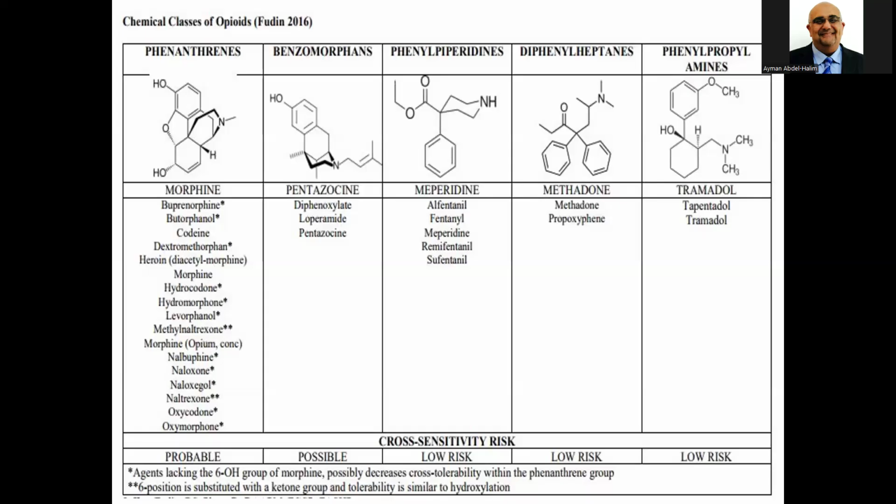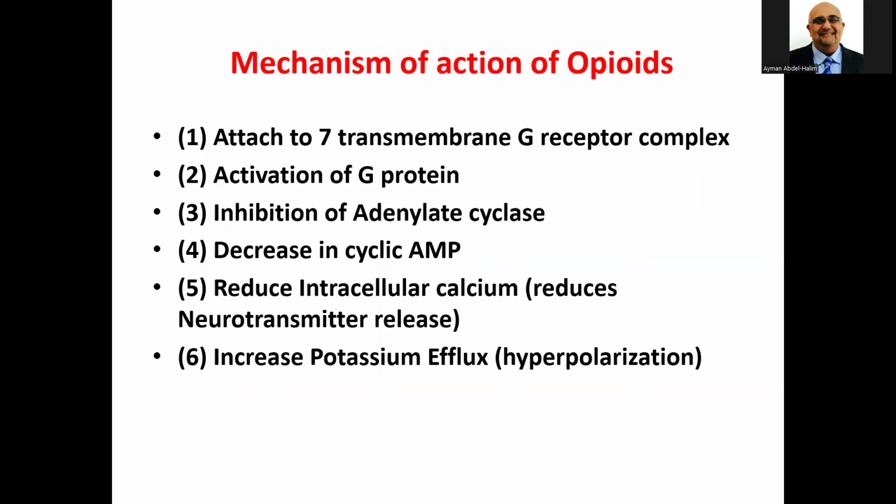And then we have the famous drug tramadol, and the cousin of tramadol is tapentadol. These are dual-action drugs that work by inhibiting the reuptake of catecholamines in the brainstem, and they are also mu agonists. The mechanism of action of opioids is one of the undertaught areas in pain medicine. Opioids work by attaching to a 7-transmembrane G protein-coupled receptor, which activates a G protein and inhibits adenylate cyclase, and this leads to a reduction in cyclic AMP. This will reduce intracellular calcium and reduce neurotransmitter release. Besides, it will increase potassium efflux, and this will hyperpolarize the membrane.